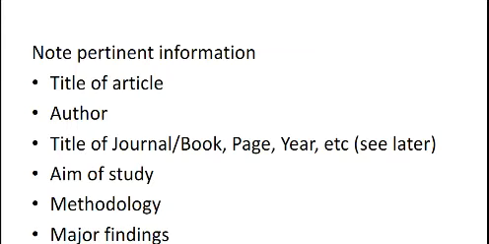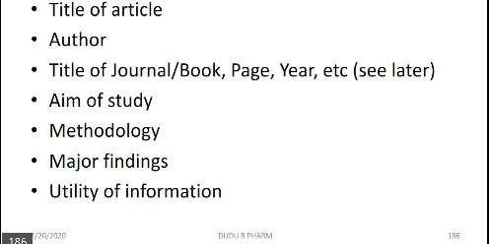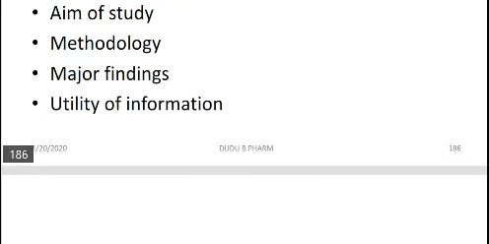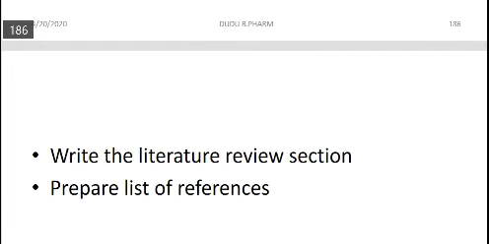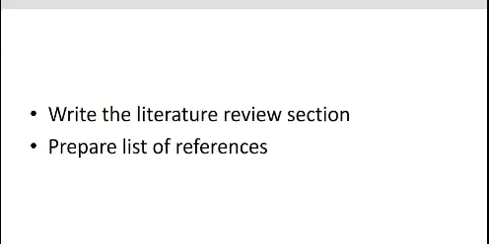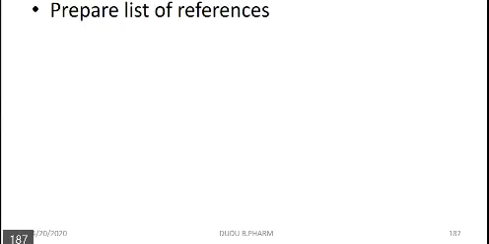So you should write the title of an article, the author of an article, title of the journal or book, page, year, etc. Aim of the study, methodology, major findings, utility of information. Write the literature review section and prepare a list of references.